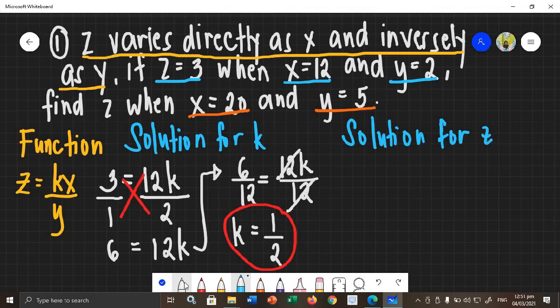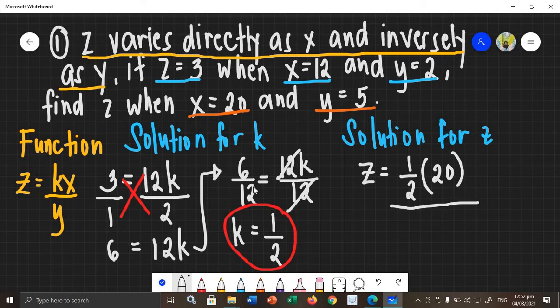No? So again, using the function z is equal to kx over y, substitute lang natin yung given natin. So we have z is equal to, k natin is 1/2, so write natin dyan 1/2. And then, yung x natin is 20, all over, the value of y is 5.